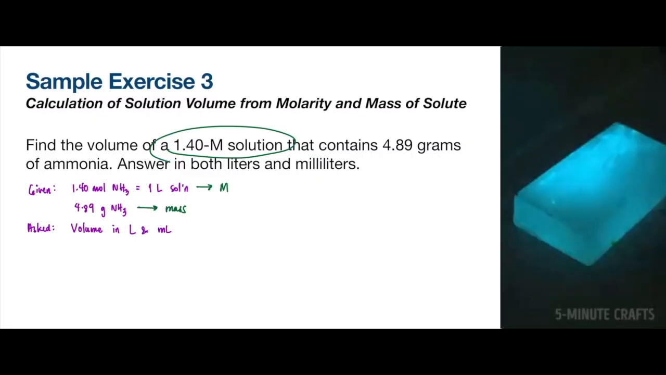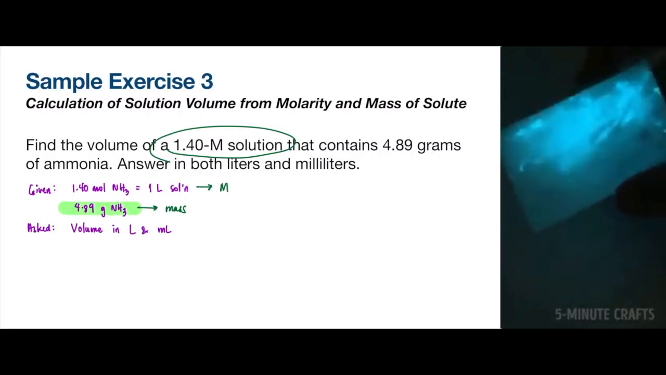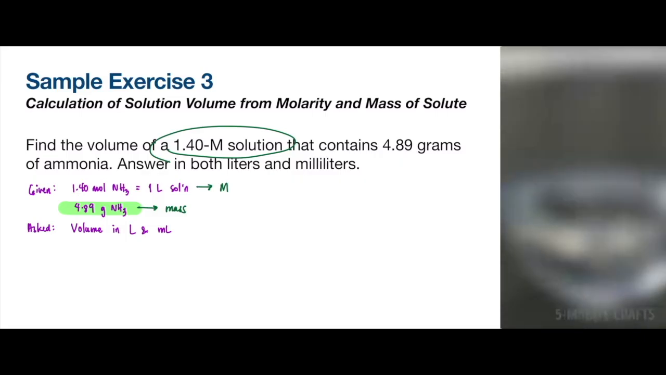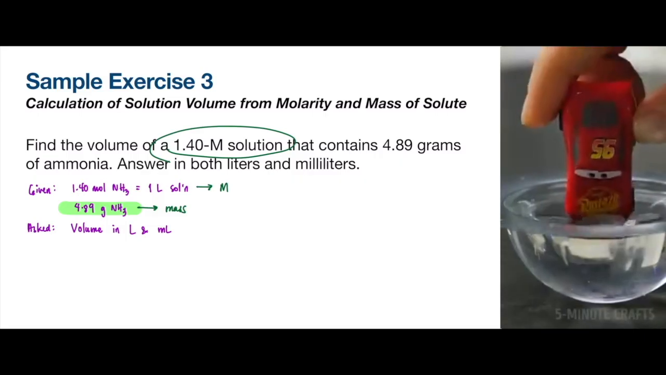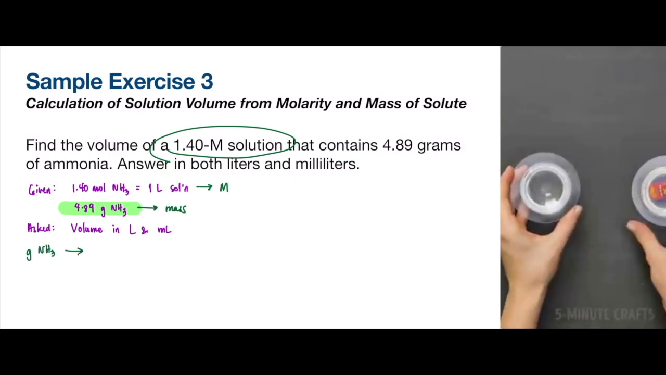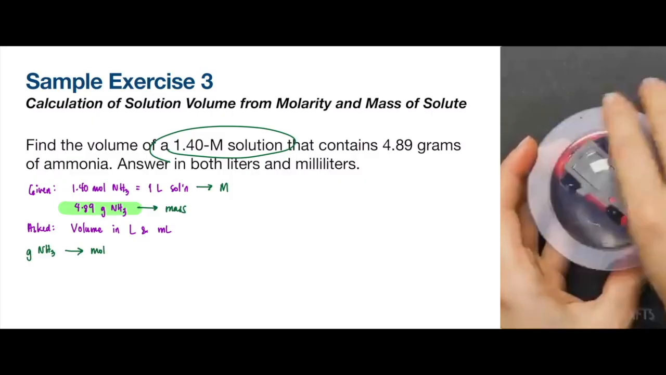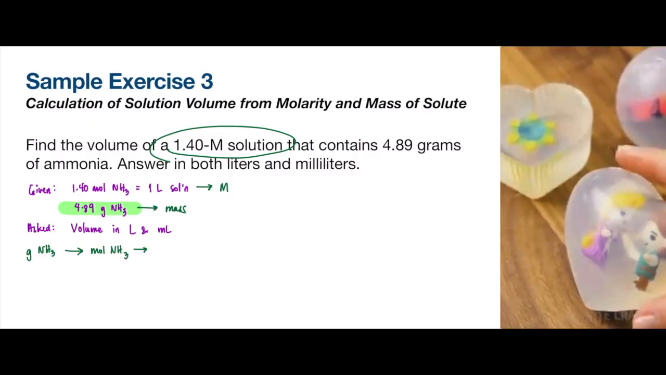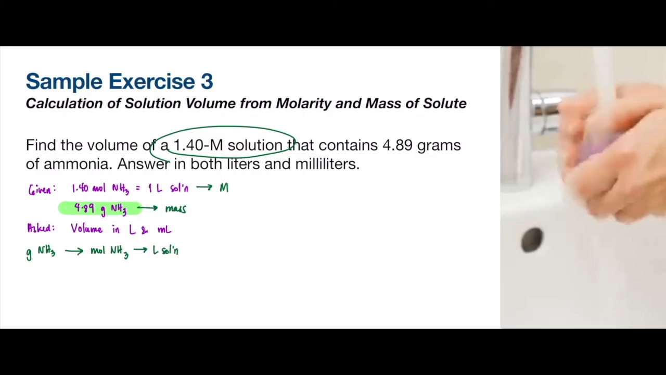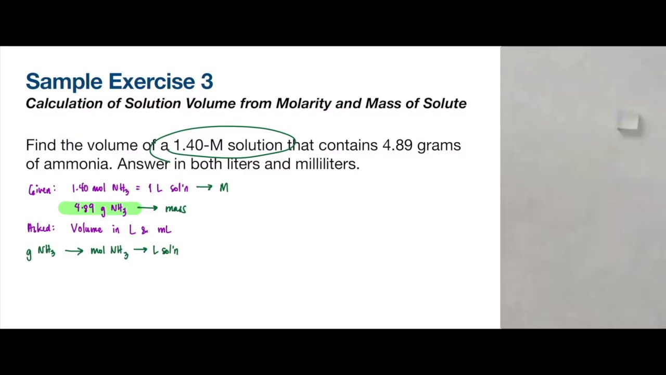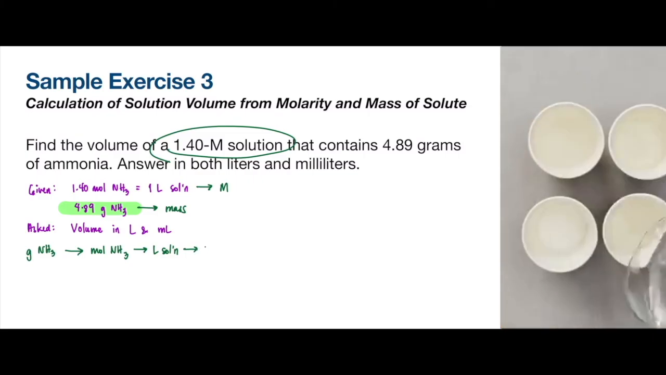So in this kind of problem, we start with the mass of our solute and work our way until we reach the volume of the solution. So this is our strategy. Starting from the grams of NH3 or ammonia, we will convert it into moles of ammonia. And when you have the moles of ammonia, we can convert it into liters of solution. And when we have the liters of solution, that's one of the asks in the problem, we can also convert it into ml of solution.